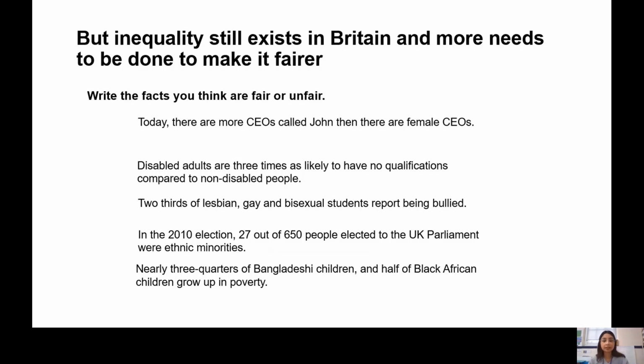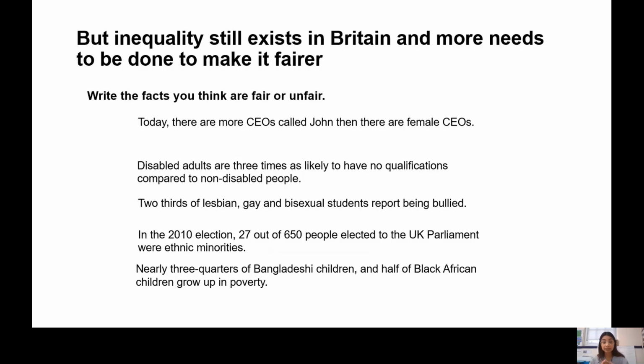Okay, so I'm going to reveal the answers to you and you're just going to mark along. So disabled adults are 3 times as likely to have no qualifications compared to non-disabled people. And again, I think that's unfair. They should be given equal rights, just like we all have equal rights to study and education, so should disabled adults. 2/3 of lesbian, gay and bisexual students report being bullied. Again, I definitely think that's unfair. Someone should not be bullied because of their sexuality. It's really important. So that is definitely unfair.